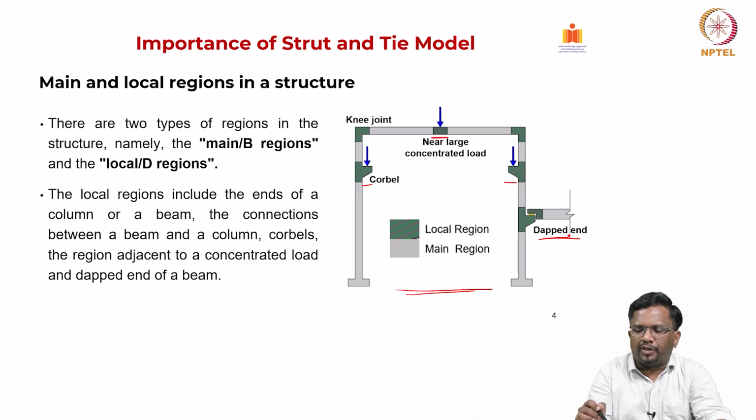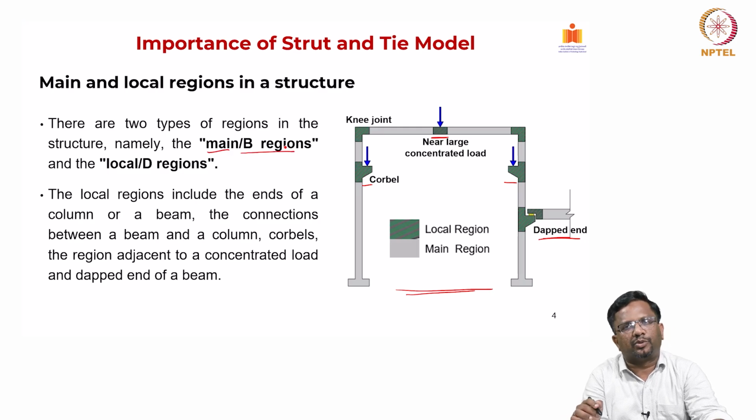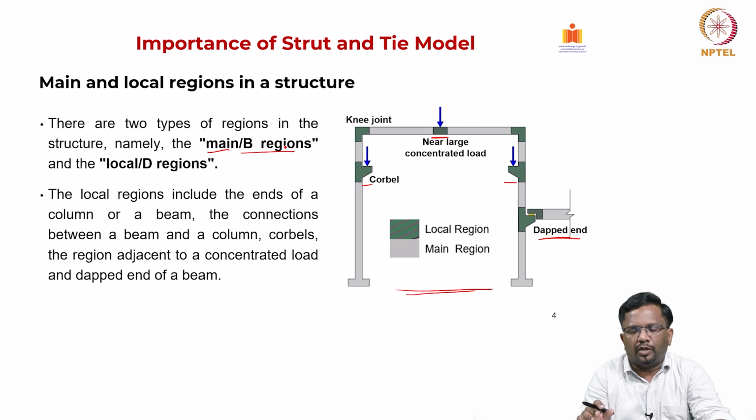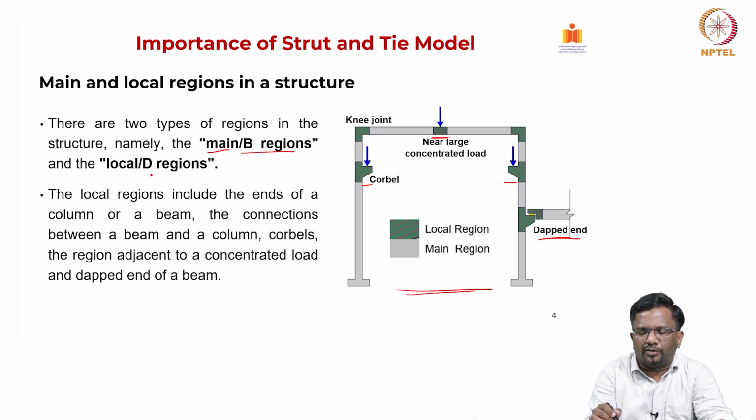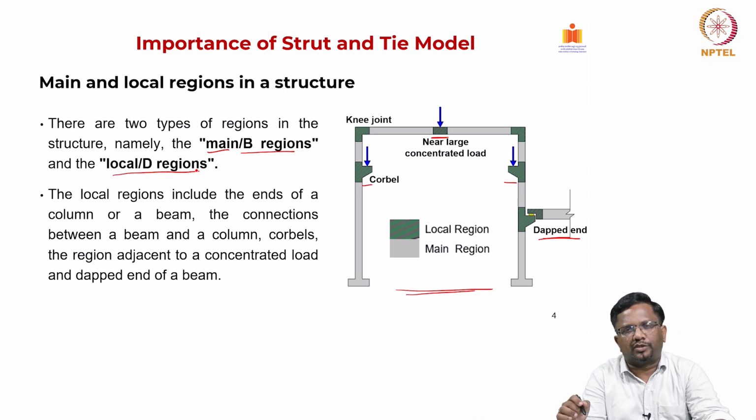There are usually two types of regions: main or B regions. B regions are also called Bernoulli regions, where we can assume the strain distribution is linear and use sectional analysis for calculating capacities. But in the local or D regions, or disturbed regions, the Bernoulli strain assumption is not really valid, and we need to use specialized models like the Strut-and-tie model for calculating capacities.